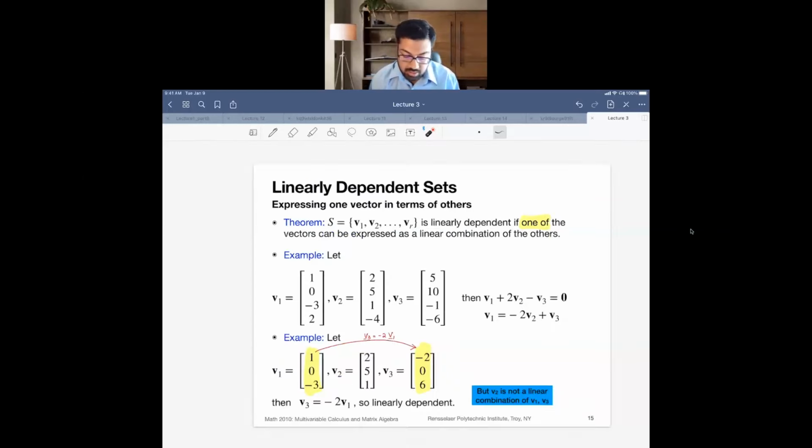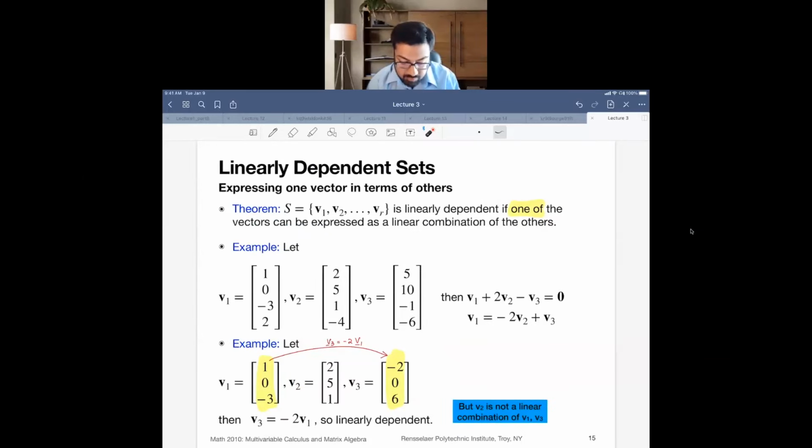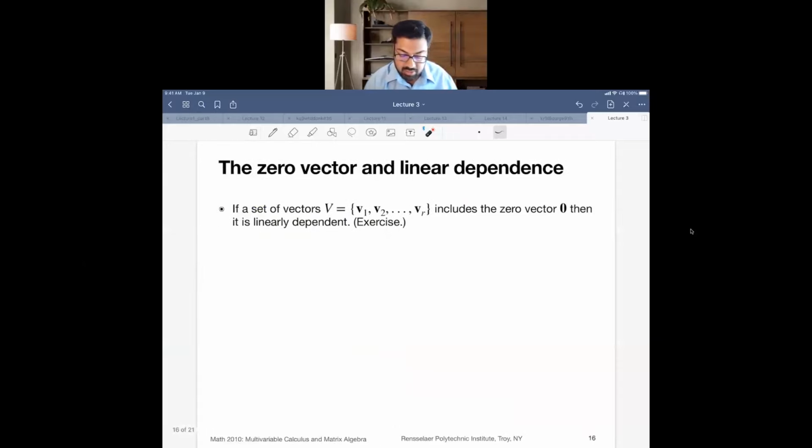So to summarize, if you are able to express one vector in terms of other vectors, then you call it a linearly dependent set of vectors. You only have to satisfy for one. Don't need to check for more than that for dependence. Next, let's take a look at the zero vector and linear independence. So you have a set of vectors.